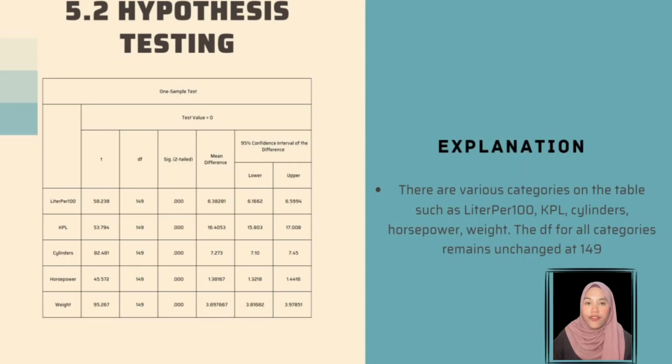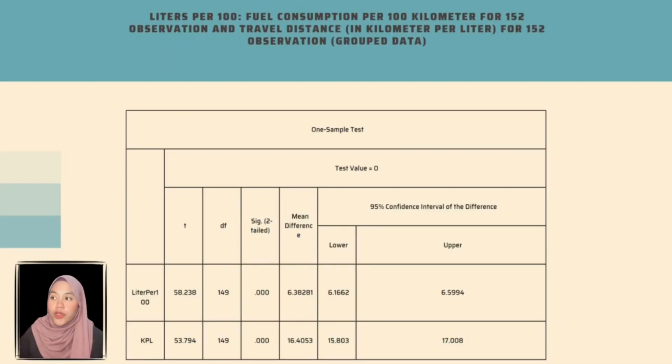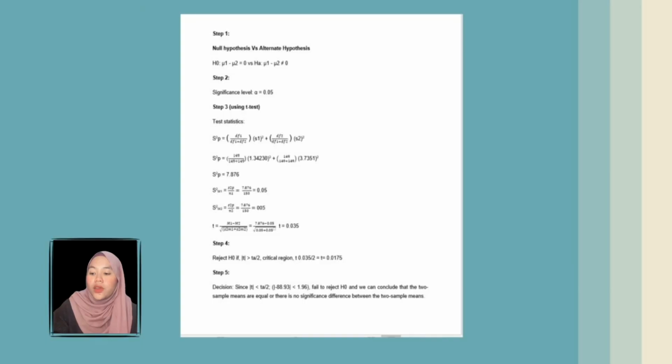symmetric. 5.2 is hypothesis testing. The table shows the hypothesis testing. The explanation that we can say is there are many various categories on the table, such as liter per 100, KPL, cylinder, horsepower, and weight. The df for all categories remains unchanged, which is at 149. The table shows liter per 100 fuel consumption and also the travel distance in kilometer per liter using group data. The next one is we show how to calculate step by step.